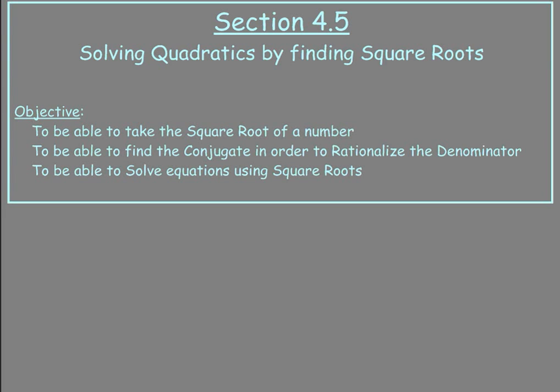Today we're going to look at section 4.5, solving quadratics by finding square roots. Our objectives are to take the square root of a number, to be able to find the conjugate in order to rationalize the denominator, and to be able to solve equations using square roots.